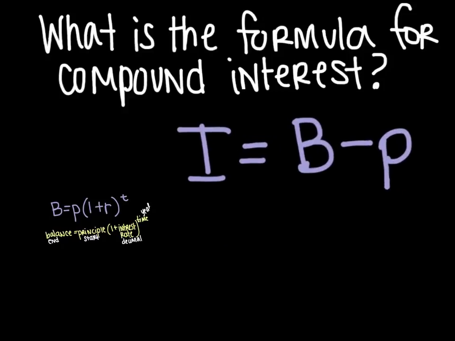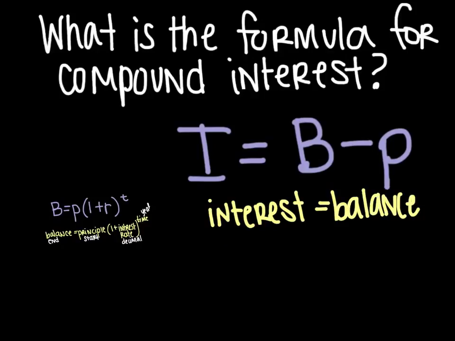This one right here is interest equals your balance minus your principal. Okay, so in other words, your interest is your ending amount subtracted by your starting amount.